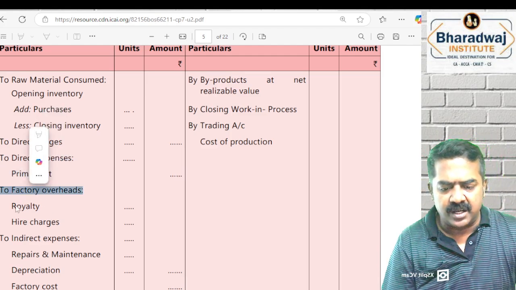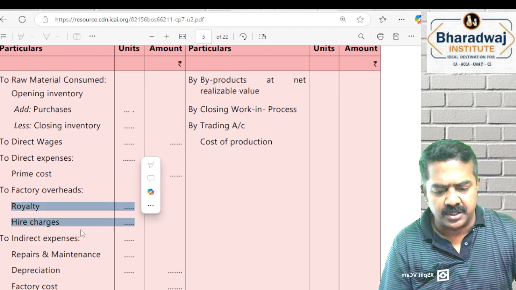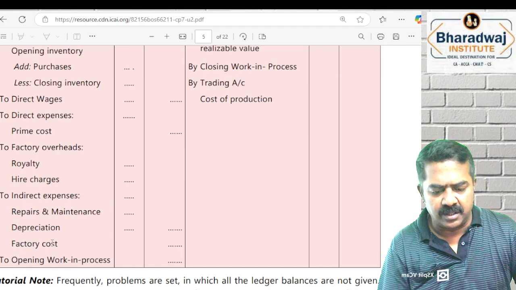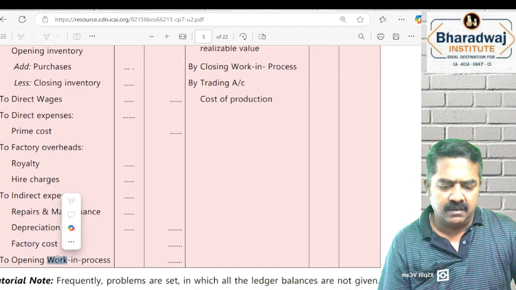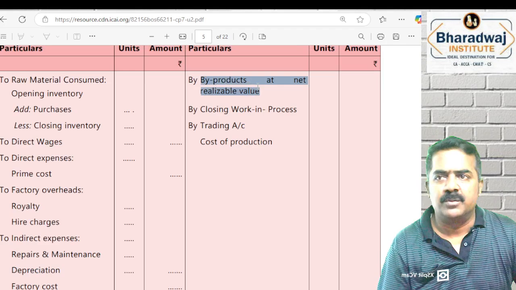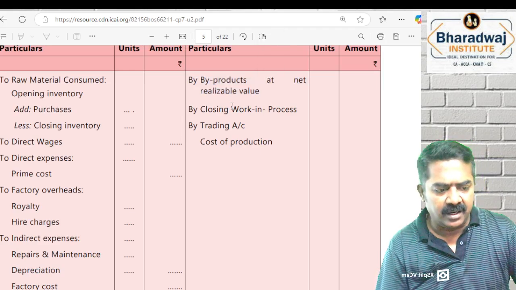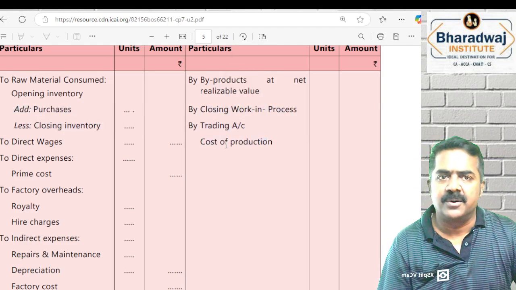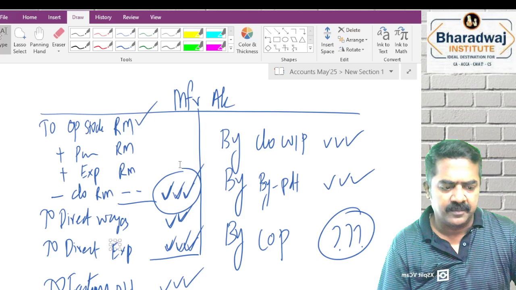Then add factory overheads. Any factory overheads and indirect expenses you can add. If you add up, you get factory cost. With that, you charge opening WIP. Then deduct byproducts at net realizable value. Then closing WIP. The balance is cost of production, transferred to which account? Trading account. This is what we had seen here.